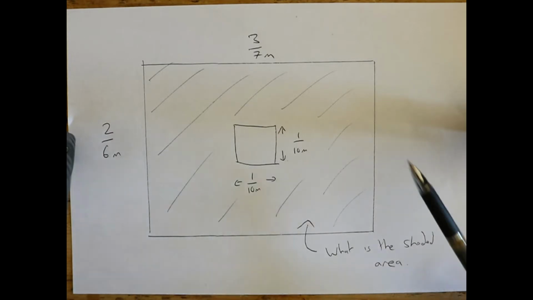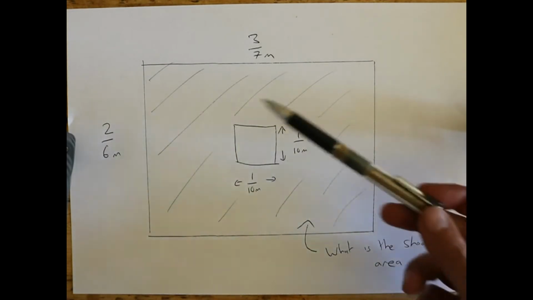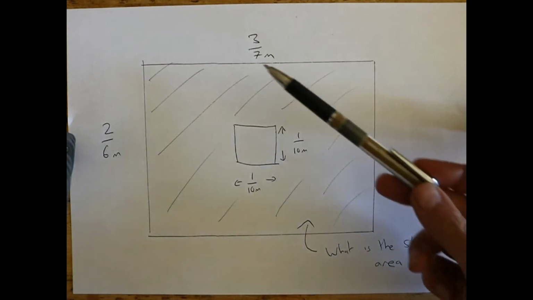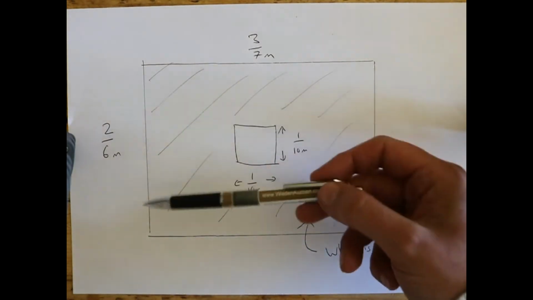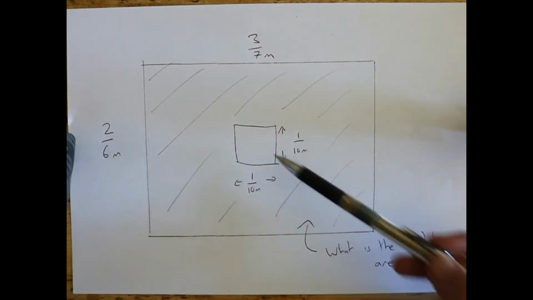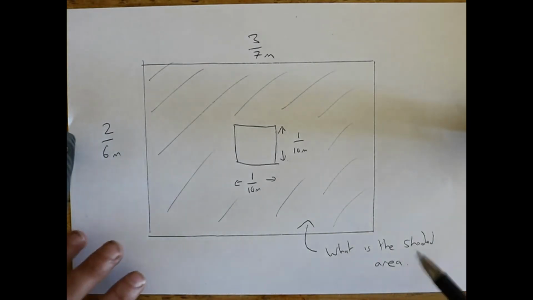So the question is, we have a big rectangle with a small bit cut out. What is the area of the shaded section? The top side is 3/7 of a metre, this side is 2/6 of a metre, and the bit that's cut out is a small square, 1/10 of a metre each side. So go away and have a look if you haven't already, and see what you think the answer is.